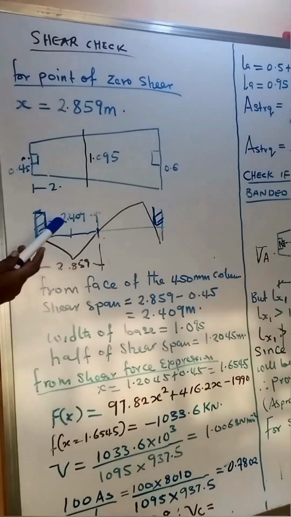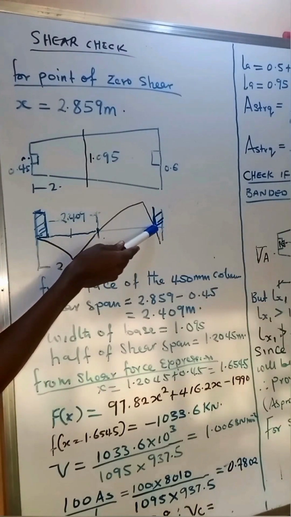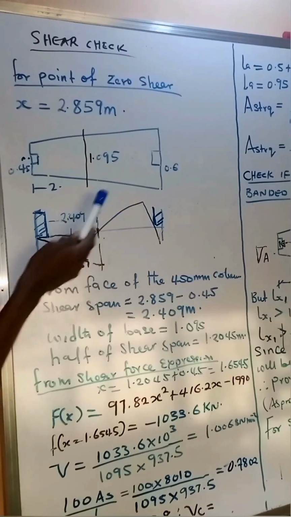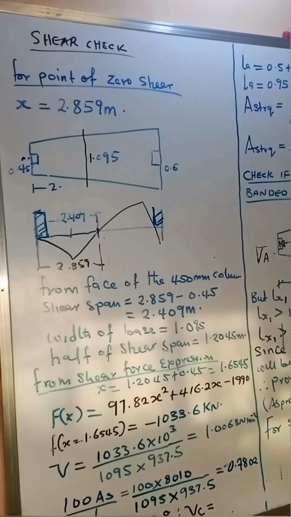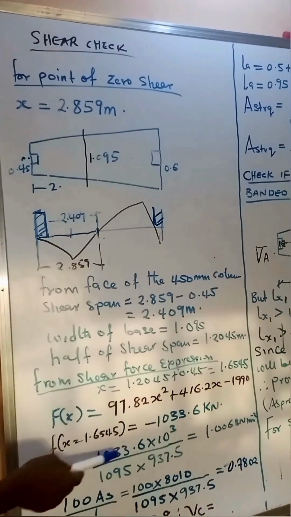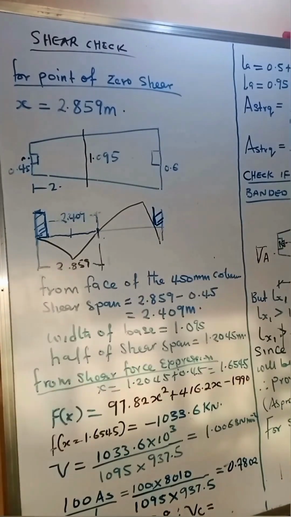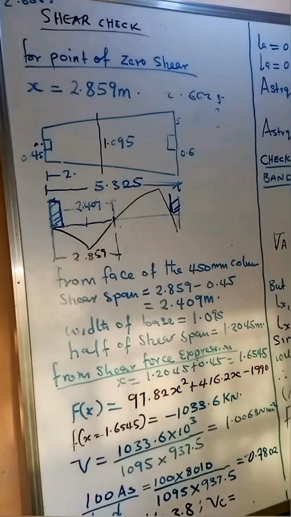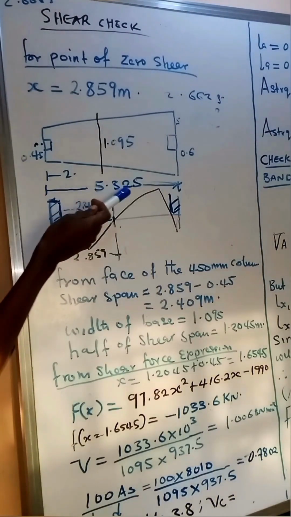You check using the shear force expression. Check from the face of this side of the column down to half of the shear span, and check the shear stress at that point to be sure that it complies with the maximum shear stress as given by the code. All right. But if you work this out, you observe that whatever value you have, whether it's greater than 1033 or whatever, you discover that the shear capacity of the section is still okay. All right, but let me just stop by checking that of this point down to here. Remember the total length. All right, so we know that the total length of the footing is 5.325 meters.